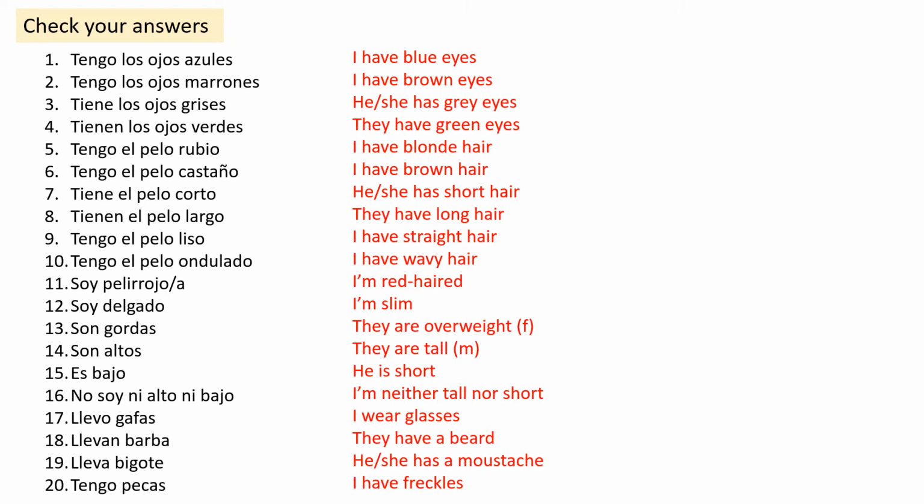Llevo gafas is I wear glasses. Llevan barba is they have a beard. Lleva bigote is he or she has a moustache. And tengo pecas means I have freckles. So muy bien, chicos. Take a moment to pause the video if you need to check that you've got your vocabulary in all the right places.